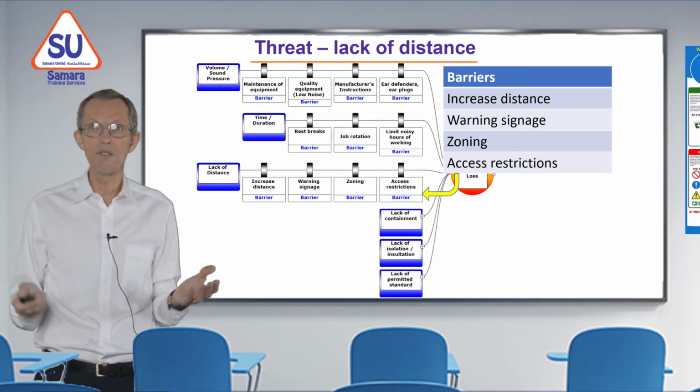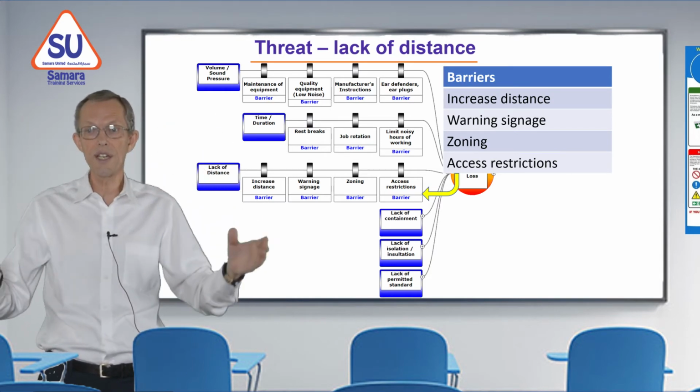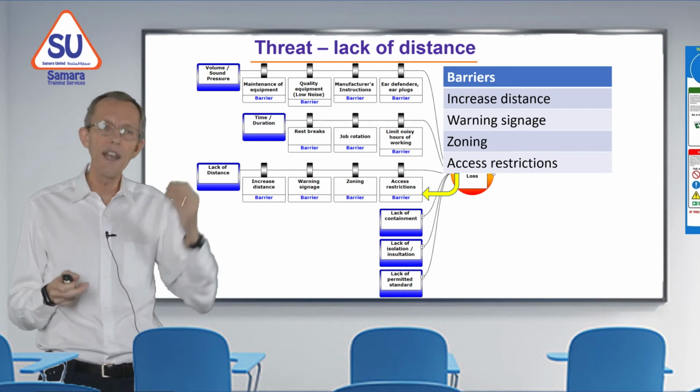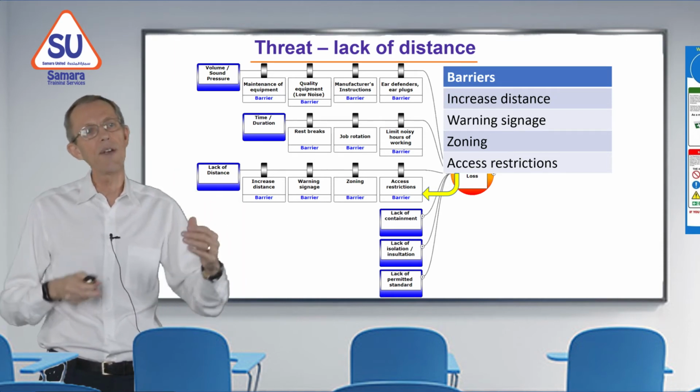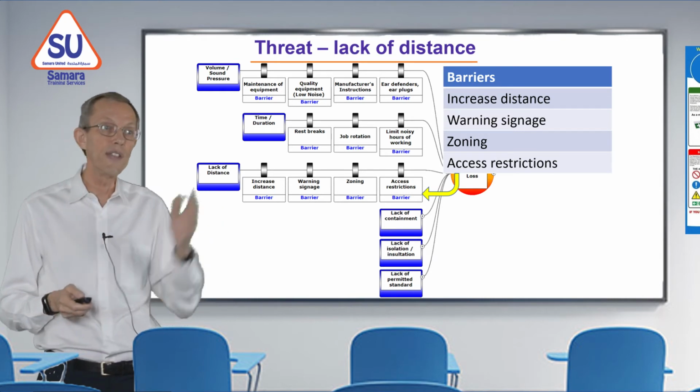Or you could have access restrictions, where some noisy equipment is inside a room that's locked. And only people who have the key and who have the training and the equipment for the noise protection can go in. These are barriers.